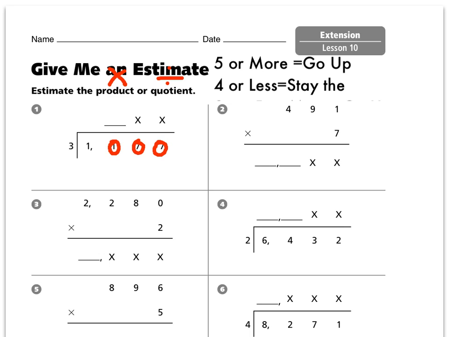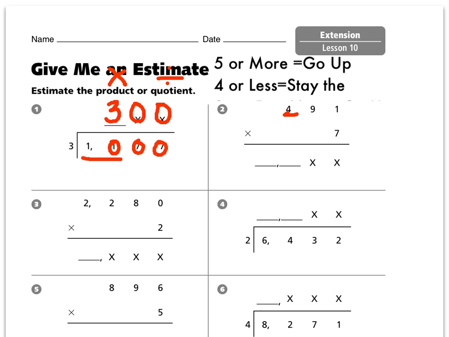So I need to think, how many times does 3 go into 10? 3 goes into 10 3 times. So I know that my answer is going to be 300 because the x's represent zeros. Let's move on to number 2.